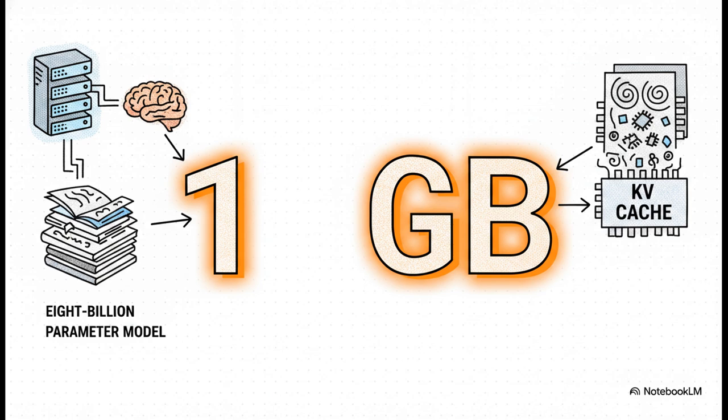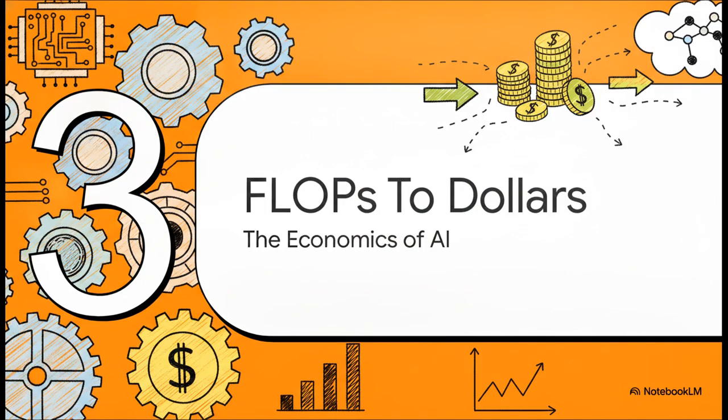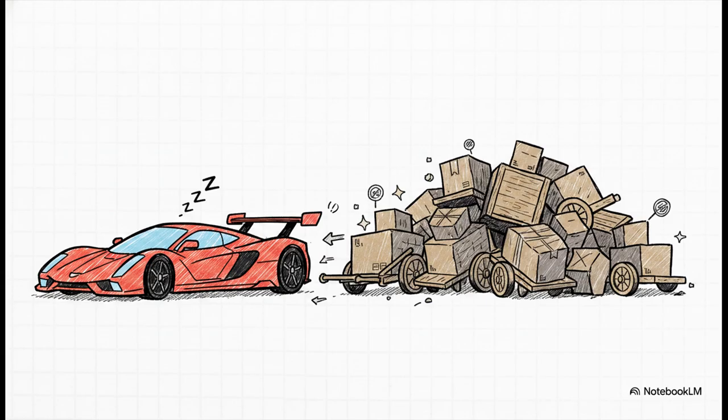Now imagine running hundreds or thousands of simultaneous users. The memory requirements explode instantly. Now that we understand the internal mechanics, let's look at Part 3, FLOPs translated to dollars and the economics of AI. Okay, here is a rather painful economic irony for anyone running these models.